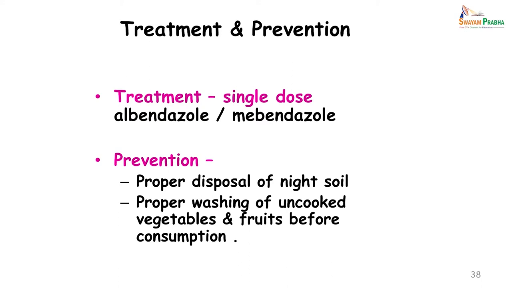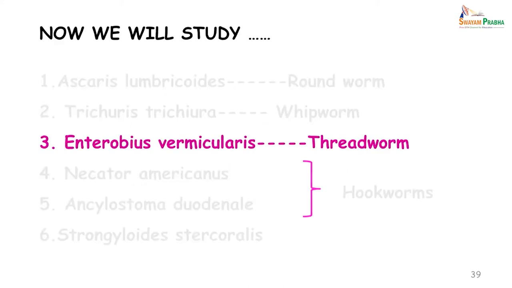So, we have now completed two worms, roundworm and whipworm. Roundworm which had an indirect cycle and whipworm which has a direct cycle. We will now study Enterobius vermicularis, also referred to as threadworm or pinworm.